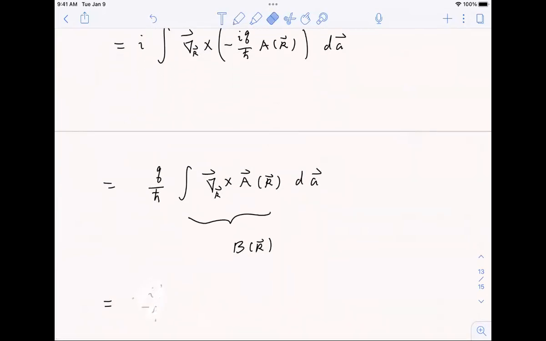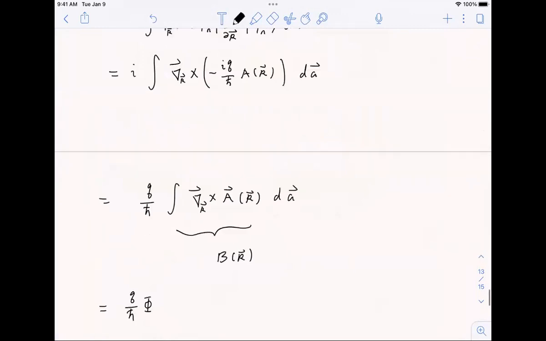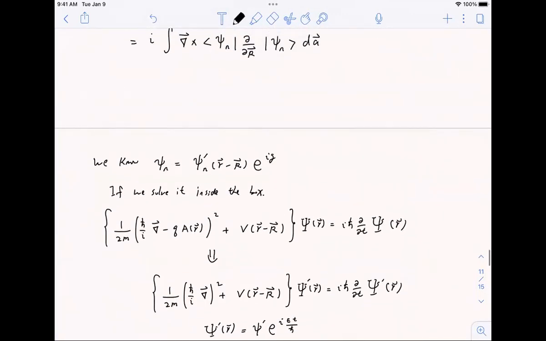Okay, so eventually you get this whole thing is just a flux. So this is the Berry phase. Sorry for this long derivation. The result eventually is very simple. This result is the same as what we got when we didn't use the Berry phase.